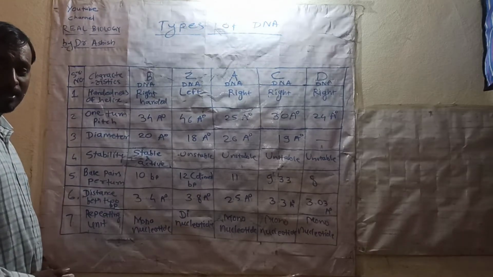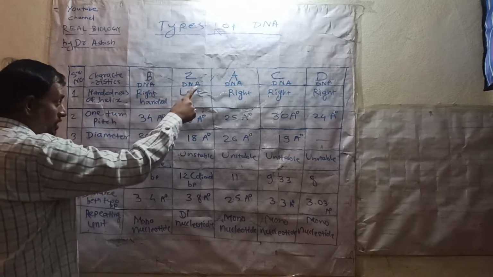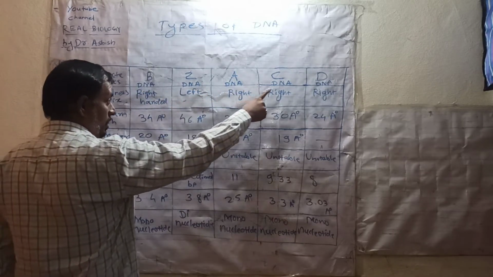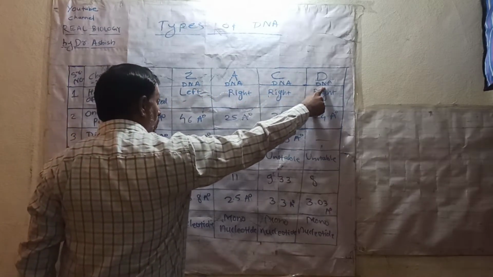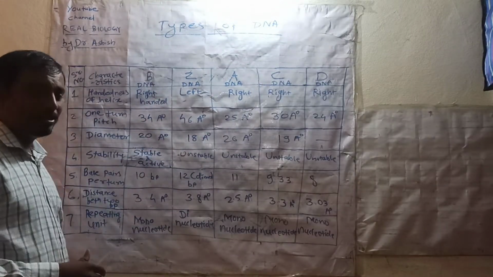How many DNAs are there? Basically there are 5 kinds of DNA: B DNA, Z DNA, A DNA, C DNA and D DNA. Let's see the different characteristics of these DNAs.